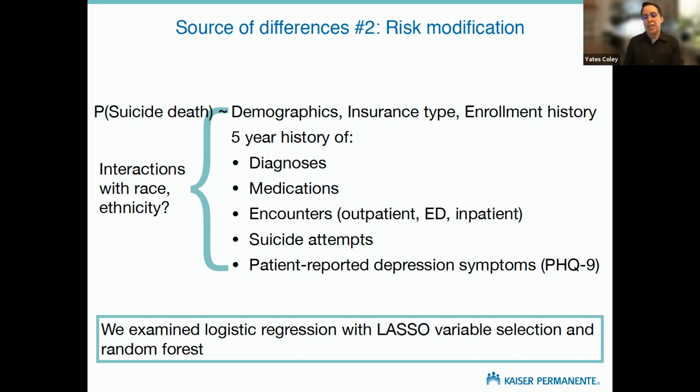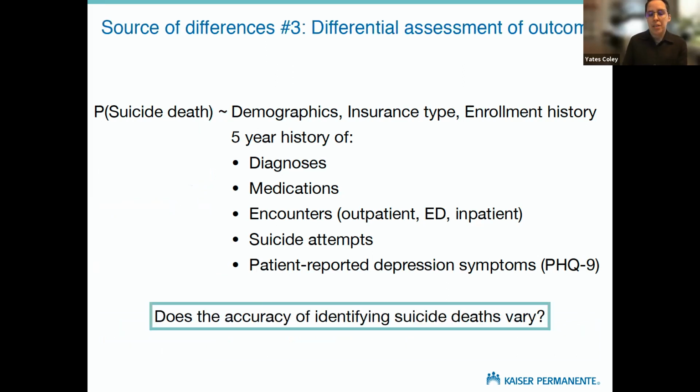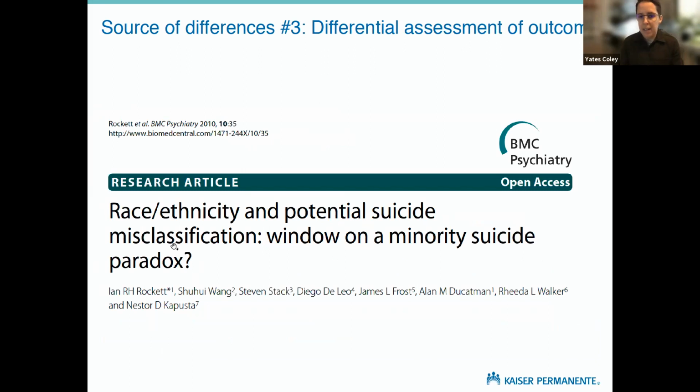But the ability to identify interactions, either with random forest or with pre-specified interactions, is going to be limited because even though we have millions of records, the event that we're predicting is still very rare. As a result, the estimated model is going to be driven by the relationship between predictors and the outcome in white non-Hispanic patients, and predictive accuracy may suffer for other racial and ethnic groups. Finally, there's the potential for a differential assessment of the outcome, specifically whether a death is accurately labeled as being a suicide or not. For example, a study by Rocket and colleagues identified the potential for underestimating suicide rates in Black and Hispanic populations due to an excess number of deaths from injury of undetermined intent among people with psychiatric comorbidities.